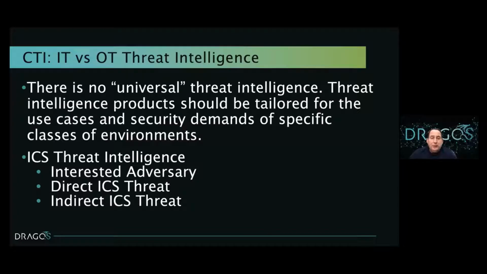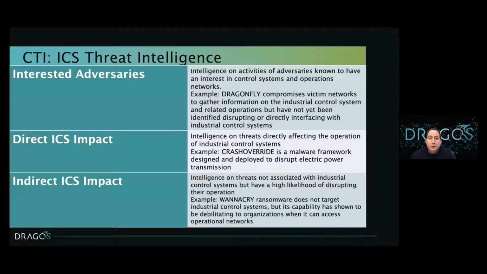And so in ICS, we look at three: interested adversary, direct ICS threat, and indirect ICS threat. If you think back to those W questions, the who, what, when, where, why, how, you'll realize that this is maybe the how or maybe the why, but it's very difficult. It's actually very, very complicated. The gradations can be complicated between those things. So let's look at them.